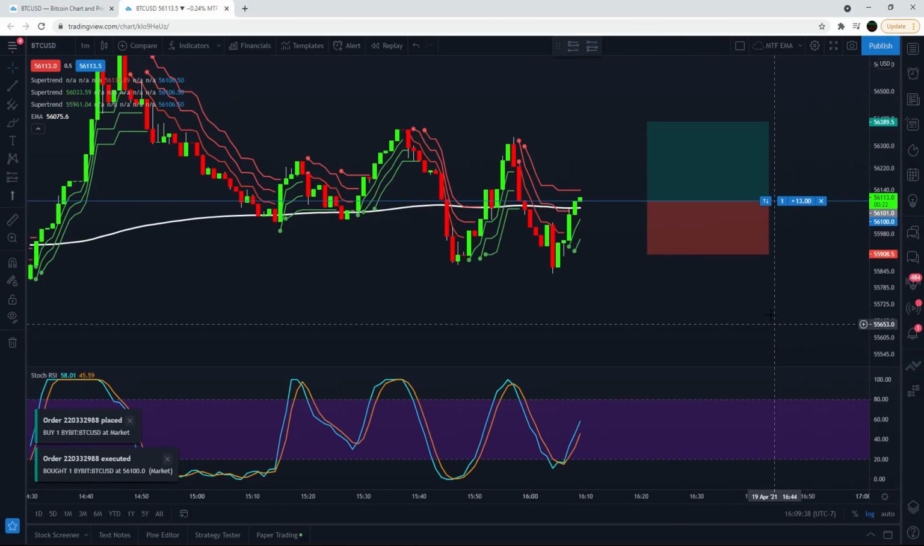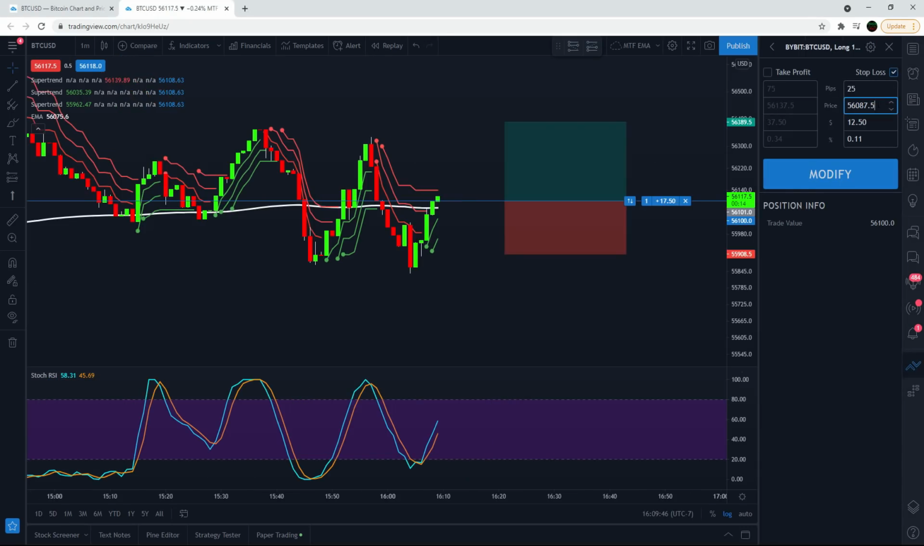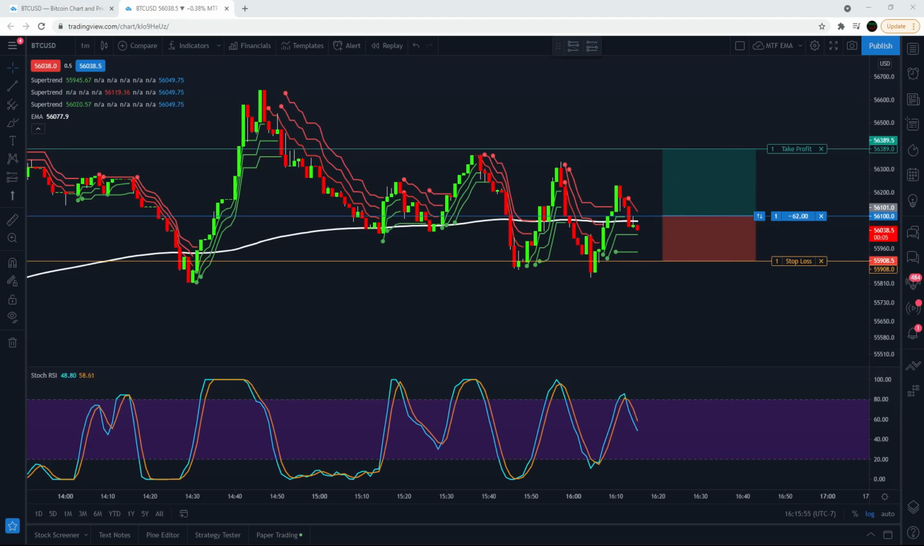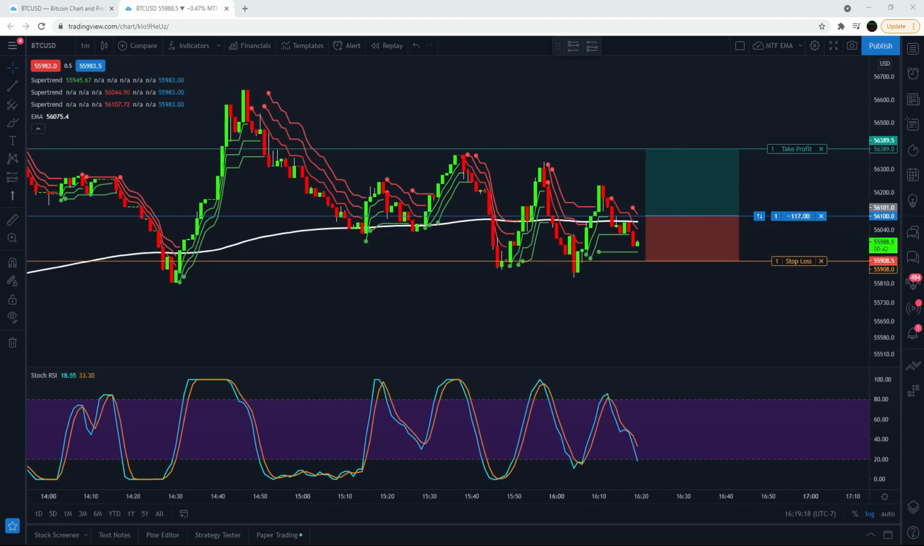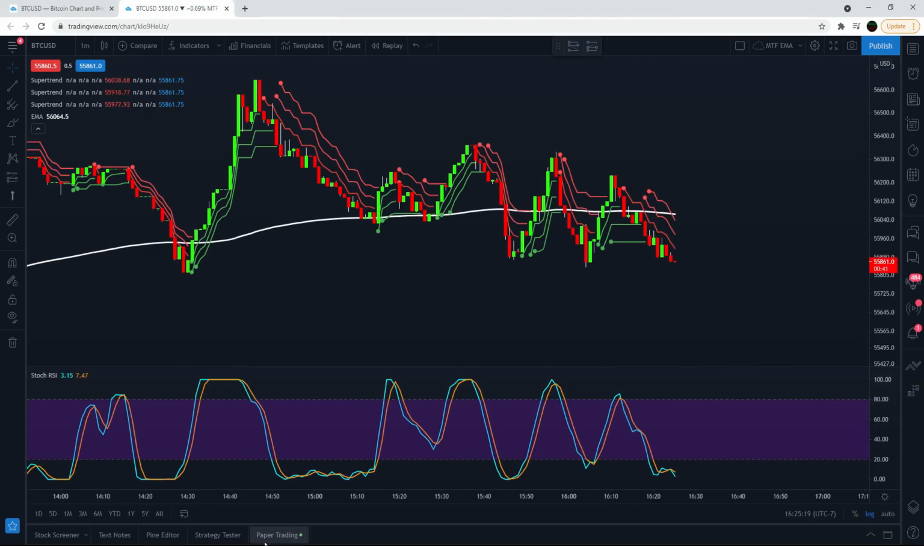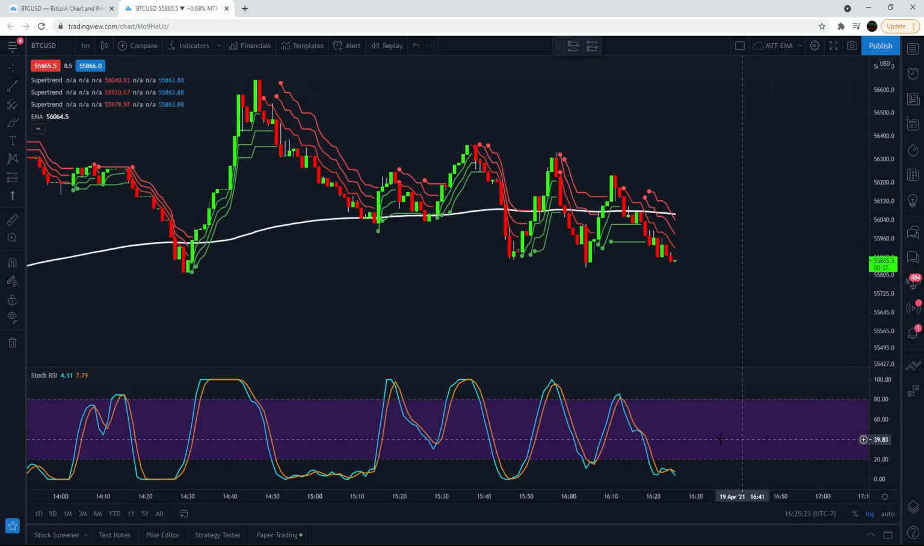All right, another long position here. As you can see, price closes above the 200 EMA, coming from the oversold on the stochastic RSI, super trend indicating long. So we'll see how it plays out. All right, another stop out, and here's the account balance, still doing very well, so we'll move on to the next one.